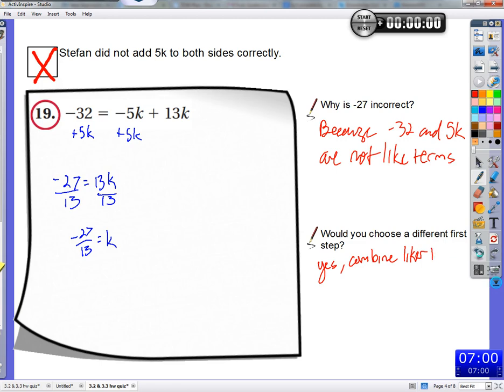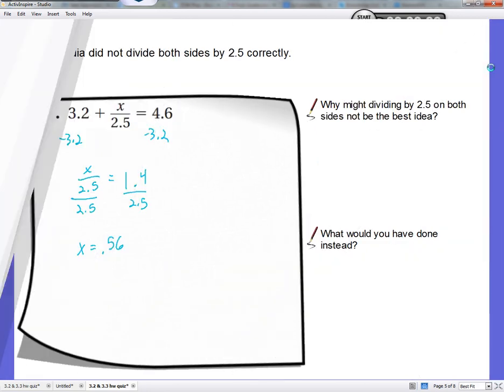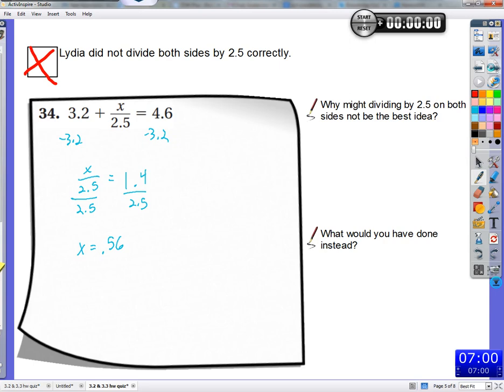Just regular like terms. Okay, so that gives us negative 32 equals 8k. K equals negative 4 if we divide by 8 on both sides. So again, adding 5k, not wrong, but weird. Okay? Weird thing. Weird's not bad.